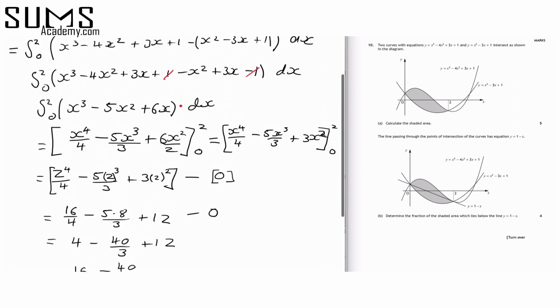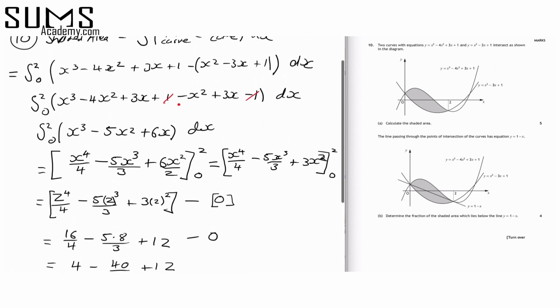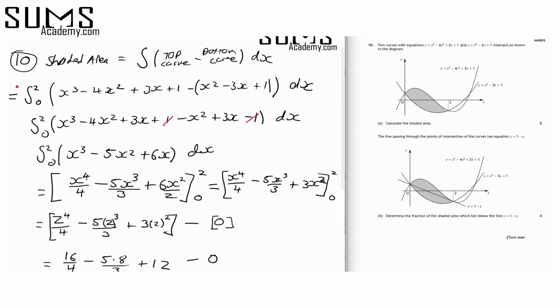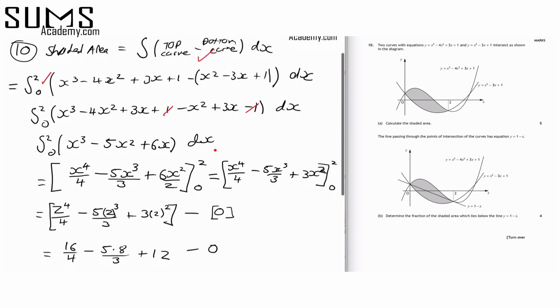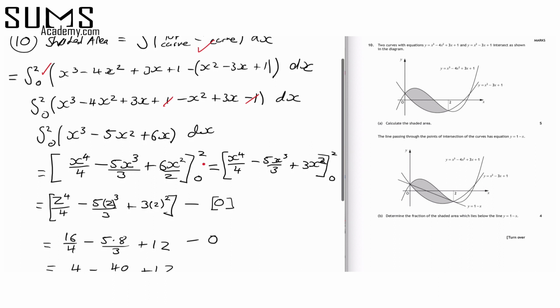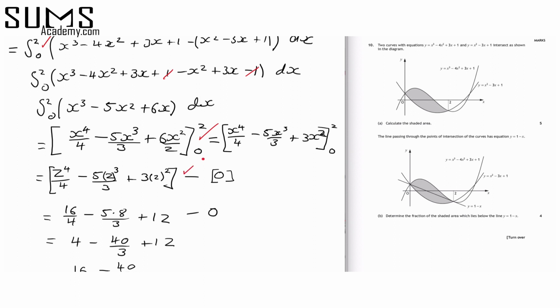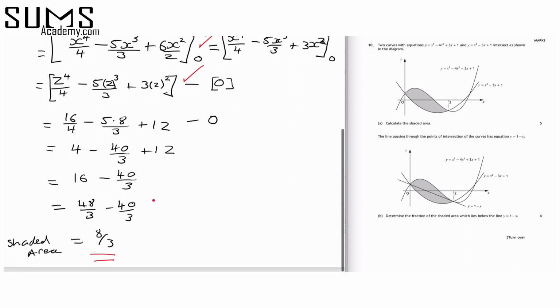Well, you get 1 mark for knowing to integrate between the appropriate limits, which would be these limits here. Then you get your 2nd mark for knowing that you need to do your upper curve minus your lower curve there. And then you get your 3rd mark for doing a correct integration. You get your 4th mark for putting in the limits, and then you get your 5th mark for calculating the correct shaded area there. 5 out of 5.